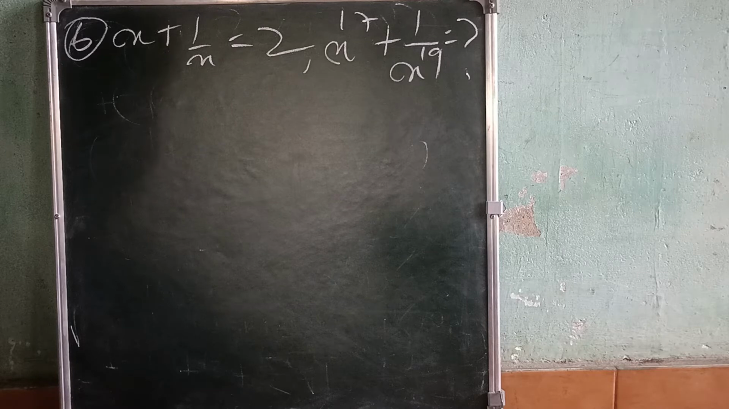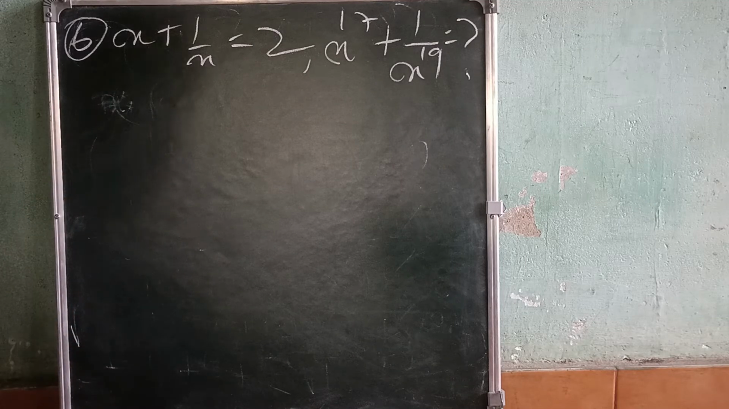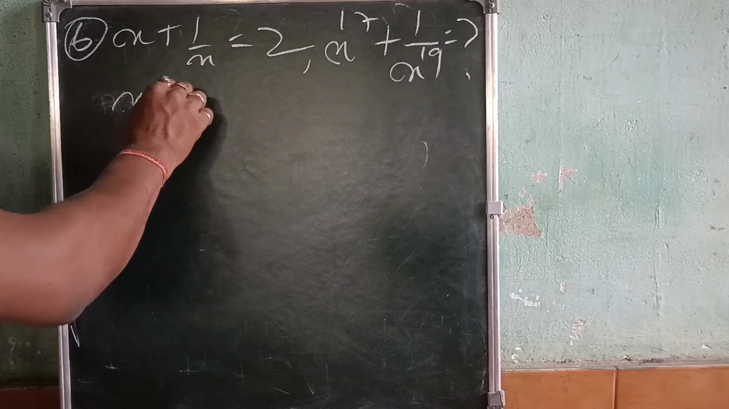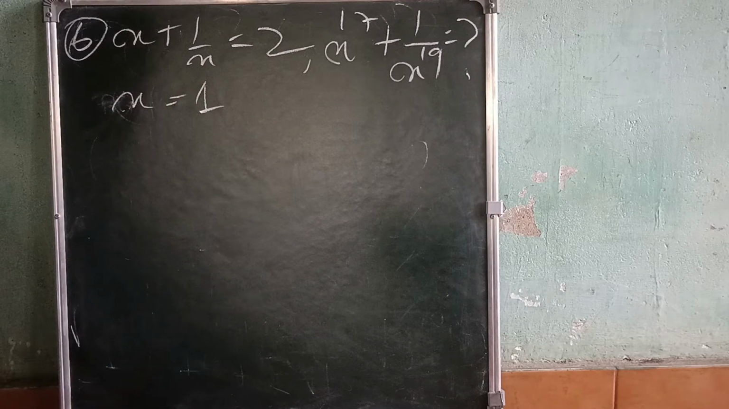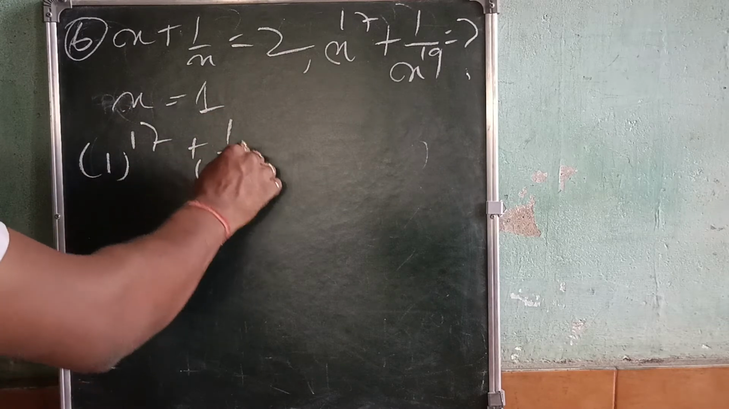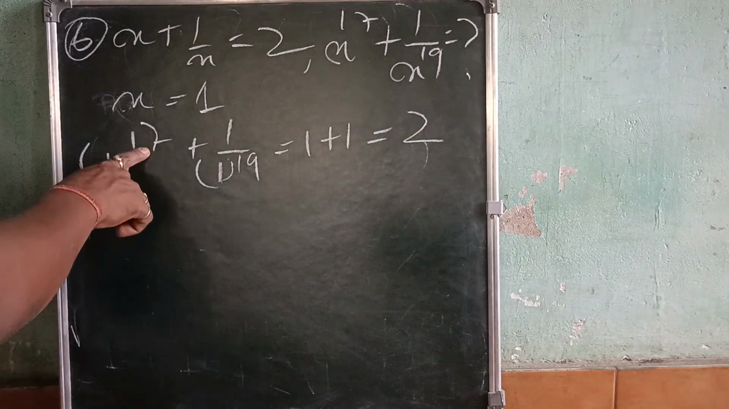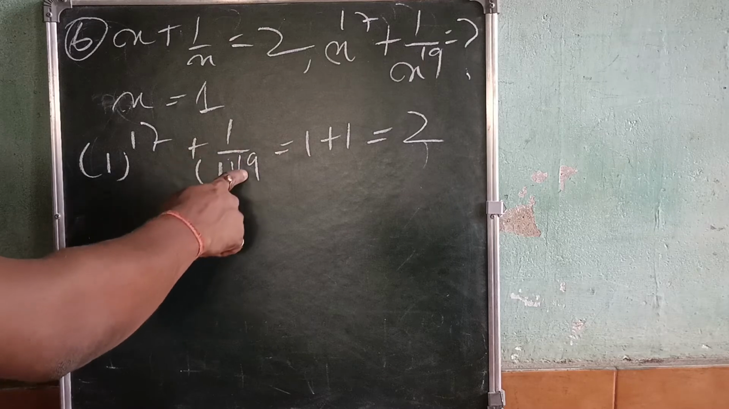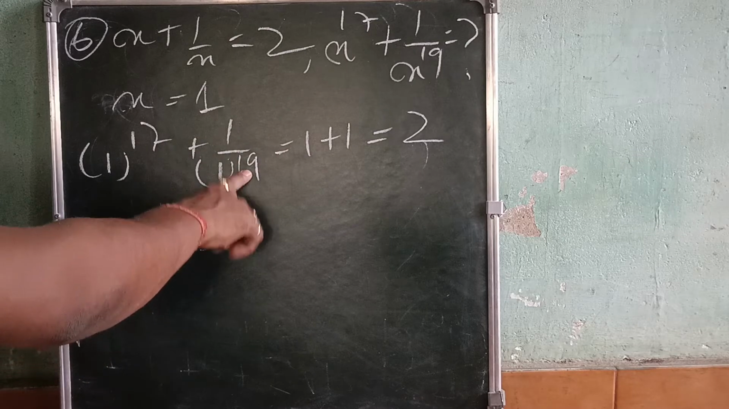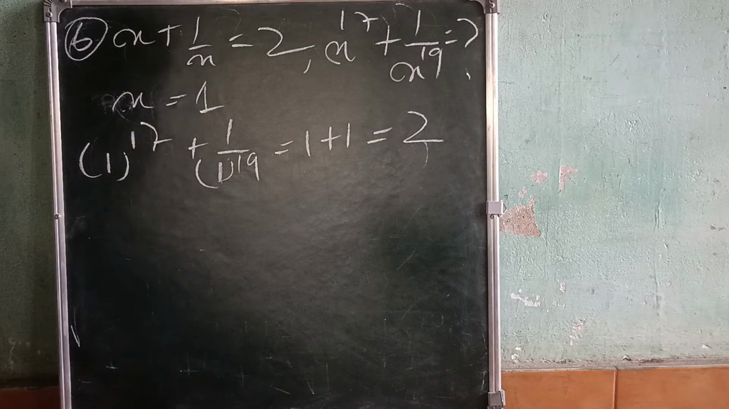When plus will be there, x is equal to 1, and when minus will be there, x is equal to minus 1. So x plus 1 by x is equal to 2, in the sense we have to consider here x is equal to 1. So put the value just 1. 1 to the power 17 plus 1 by 1 to the power 19. So 1 plus 1 is equal to 2. Because 1 to the power 17 in the sense 1, and 1 by 1 to the power 19, 1 to the power 19 in the sense 1. So 1 by 1 is equal to 1. 1 plus 1, 2.